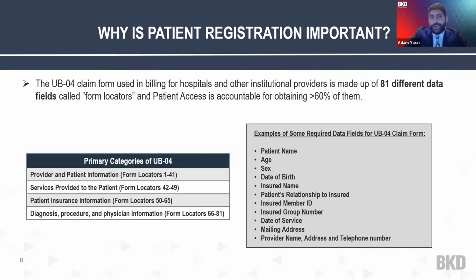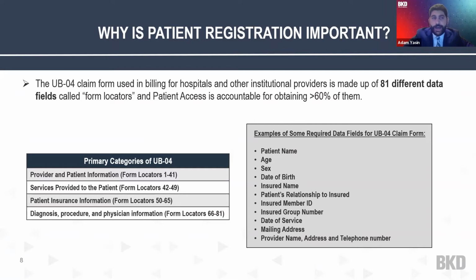And this really just underscores it. So the UB04 claim form used in billing for hospitals and other institutional providers is made up of 81 different data fields. These data fields are called form locators. Patient access is accountable for obtaining greater than 60% of those fields. And so we have some examples listed here: patient name, age, sex, date of birth, insured name.